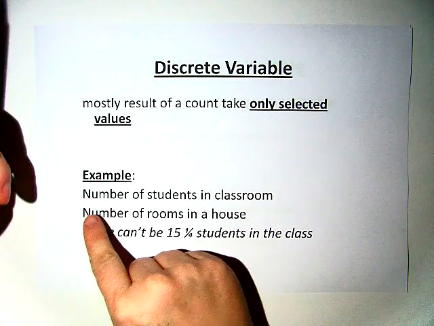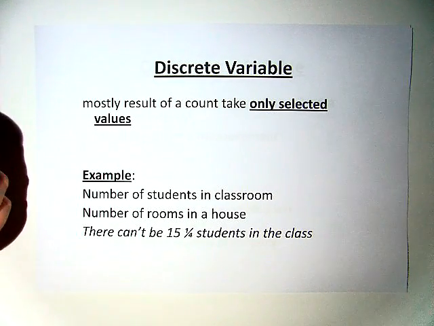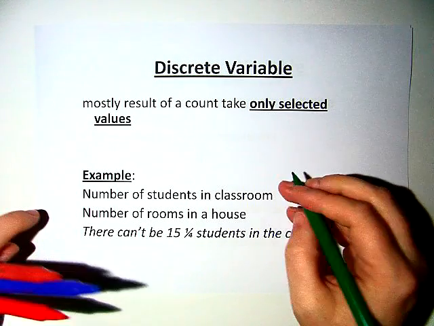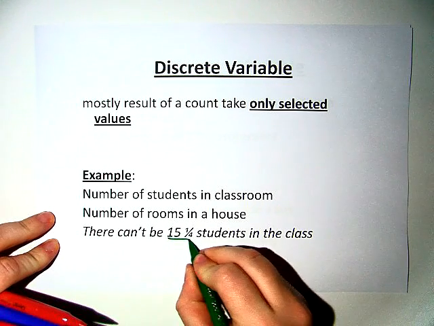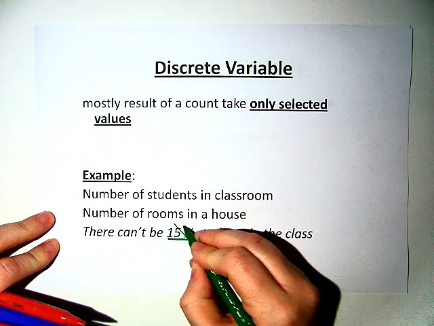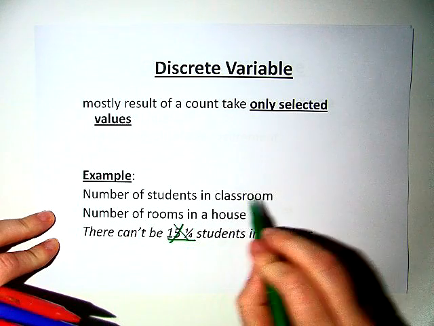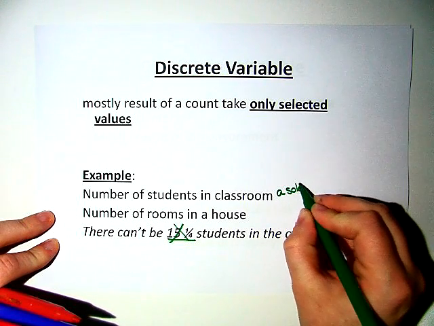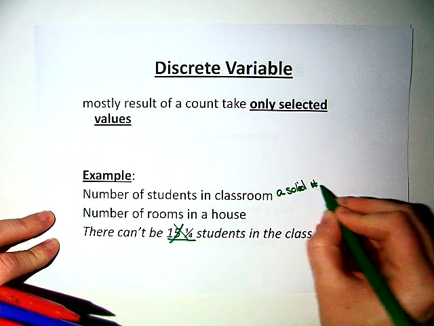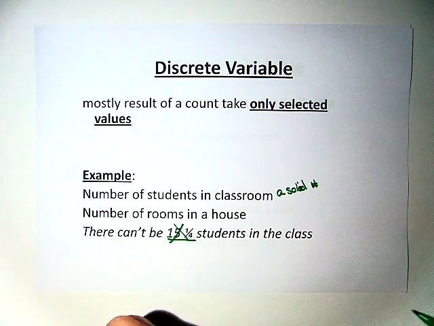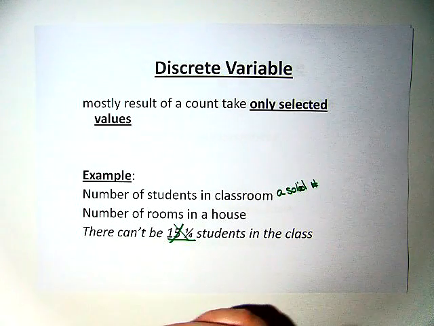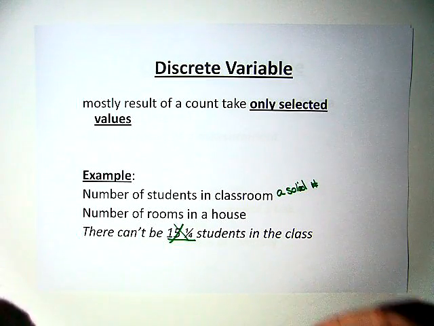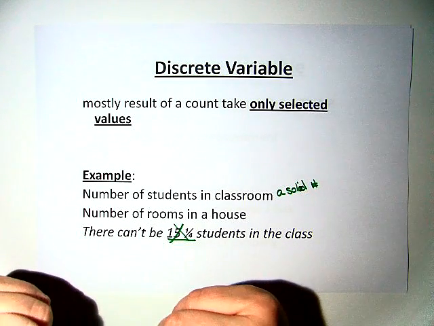Okay, the number of students in a classroom. For a number of students, you will only have a certain number of students. You cannot say that there's 15 1/4 students in the classroom. That is not possible. So the number of students in a classroom would be a solid number. It's not going to be a fraction. It's not going to be a decimal. It's not going to be subject for debate. You have 23 students in a classroom. There are 23 people in a room.